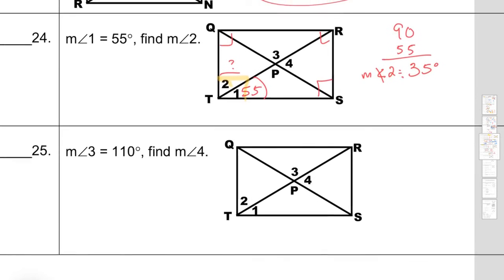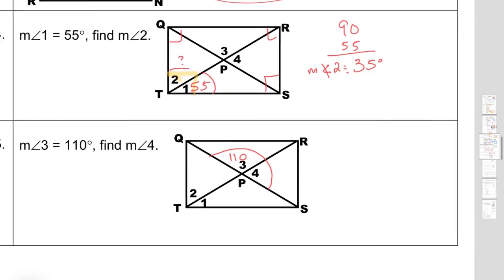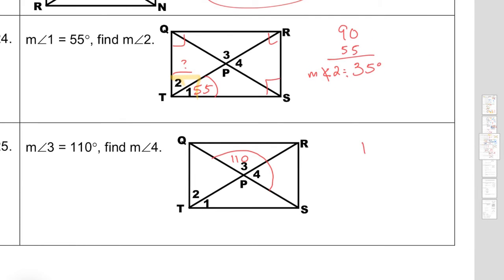Moving on, number 25, it says the measure of angle 3 is 110 degrees. Find the measure of angle 4. We haven't talked about this one, but angle 3 and angle 4 are a linear pair, which means supplementary, which means they add up to 180. And so if I know they add up to 180, and I know that angle 3 is 110, I simply subtract, and I get the measurement of angle 4.